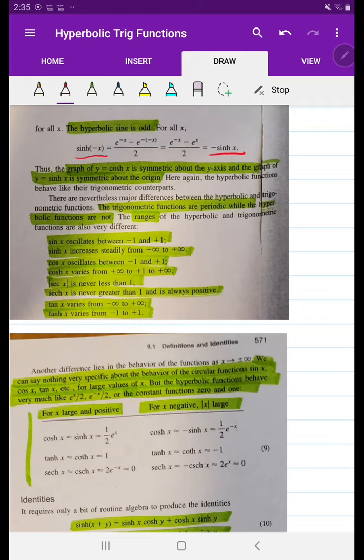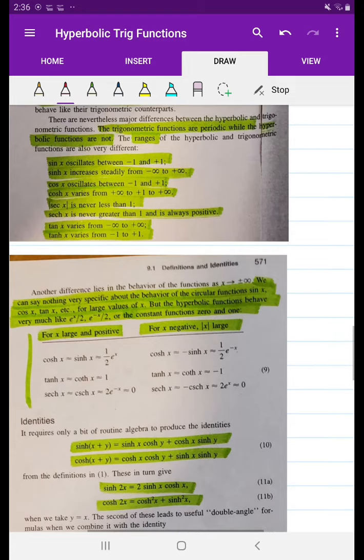Now, a few basic facts that will help us in understanding some of the values that we're going to have to figure out. Something important to note, the trig functions are periodic, but the hyperbolic functions are not, okay? So our ranges are going to be a little different. So you know sine x oscillates between -1 and +1, but sinh x is going to increase steadily from -infinity to +infinity. So it doesn't oscillate, but continually increases.